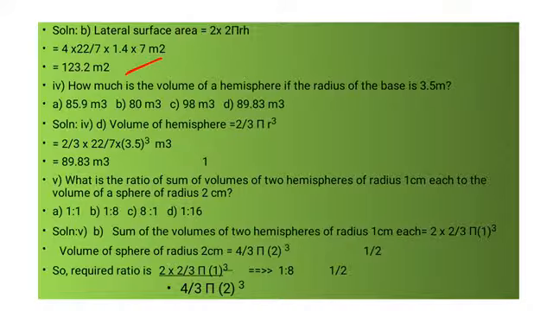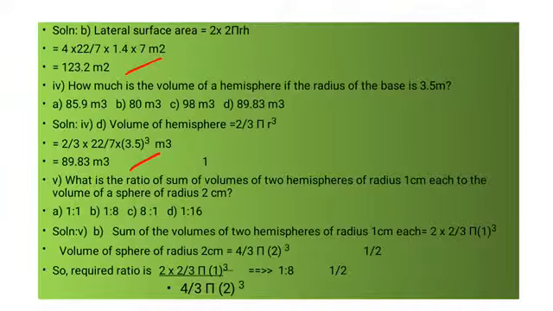Next is, how much is the volume of hemisphere if the radius of the base is 3.5 meter? Volume of hemisphere we know is 2 upon 3 pi r cube, and putting the values we will get 89.83 meter cube. That is, the answer is D.